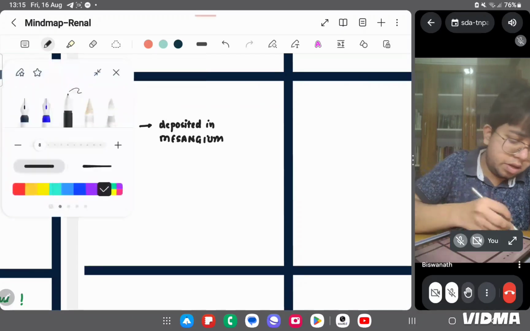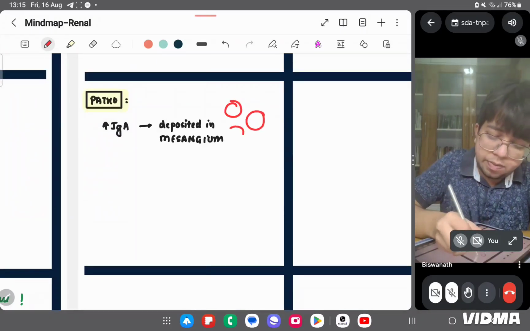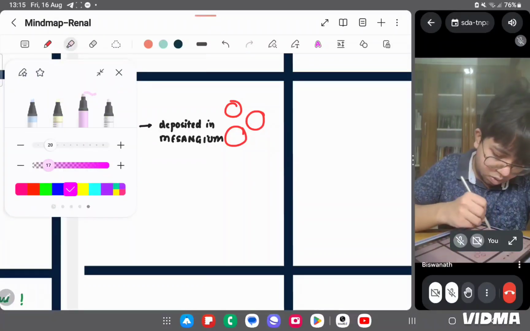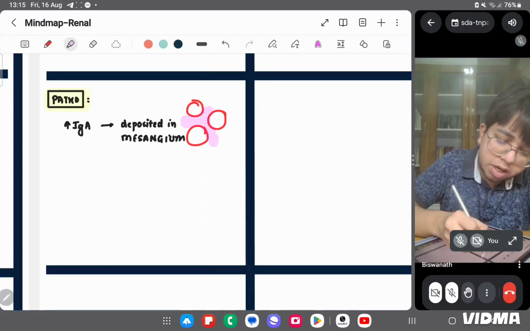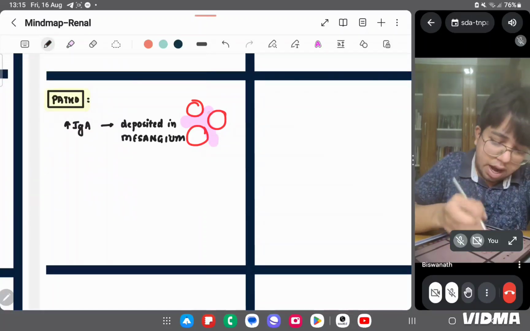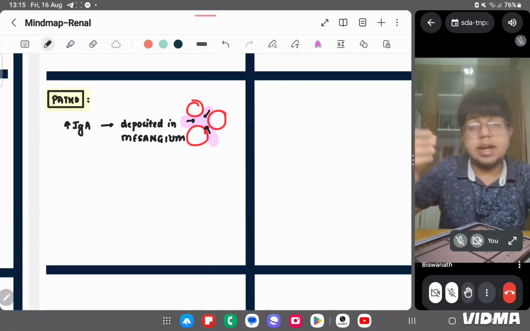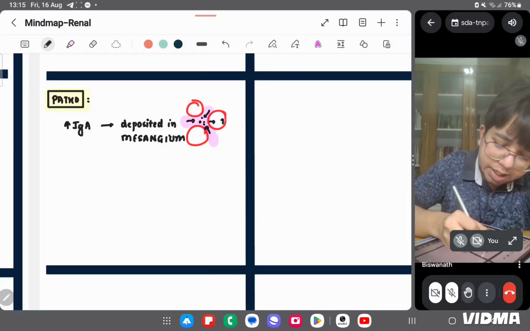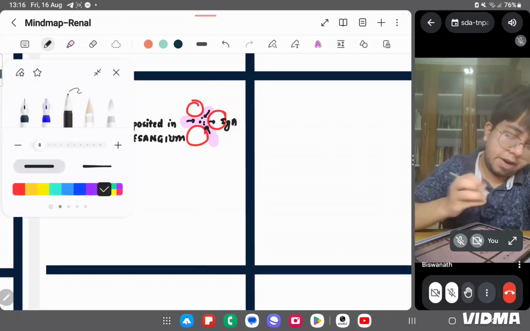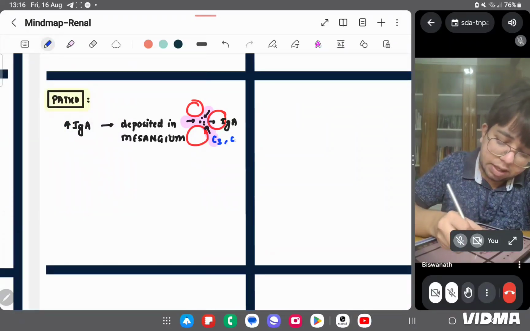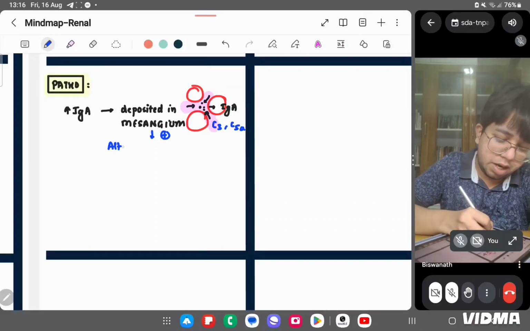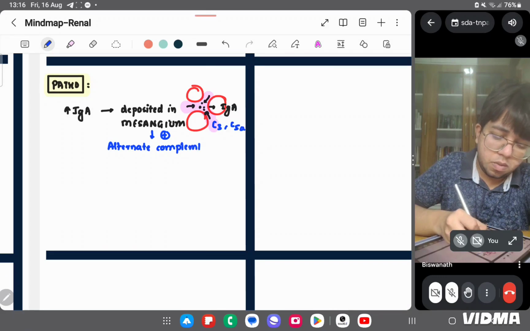Okay, let's say, yeah, and this is the mesangium. This diagrammatic representation is important. That's why I'm drawing it. And by this, there is an infiltration if the IgA molecules are deposited over here, IgA. There is an infiltration of C3 and C5a. So there is an activation of alternate complement pathway.